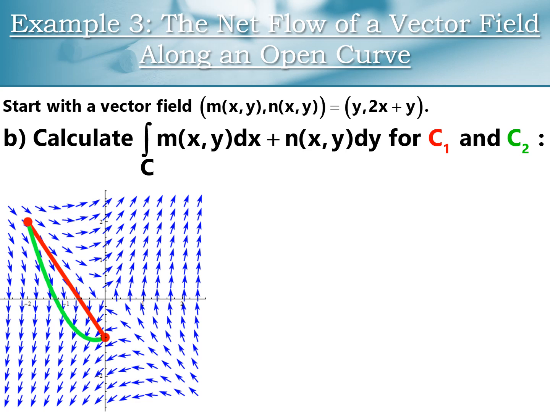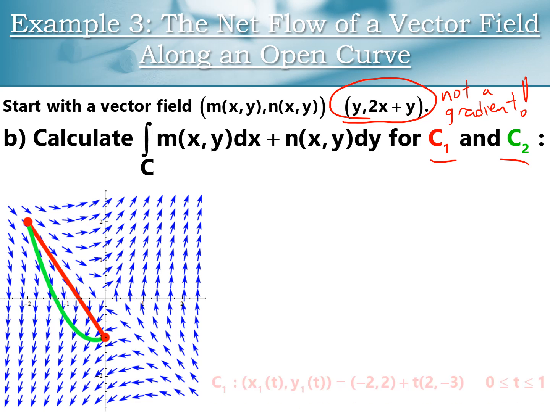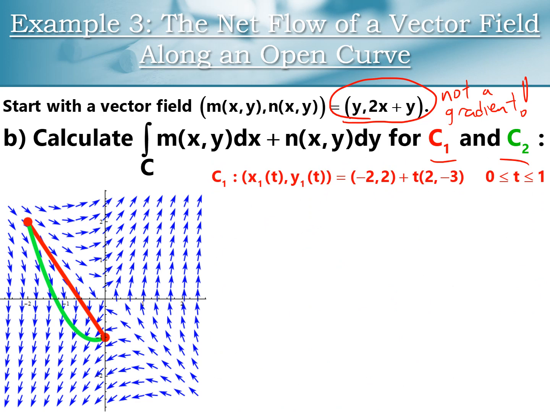So in this case, don't get fooled by a problem like this. We know this is not a gradient. So the flow along C1 and the flow along C2, we expect these path integrals to compute to different values. They could be the same value, but that would just be luck. It is much, much more likely that these two path integrals compute to completely different values.